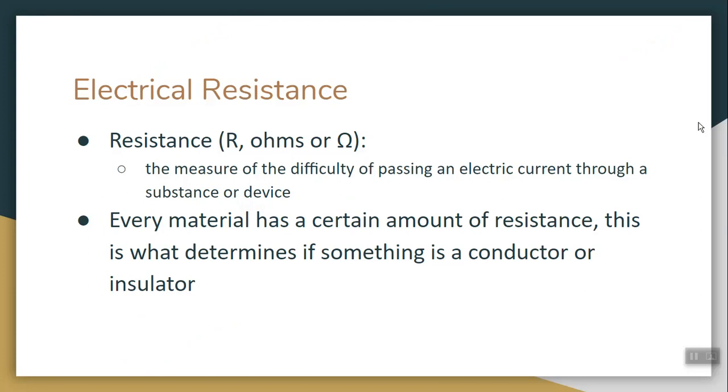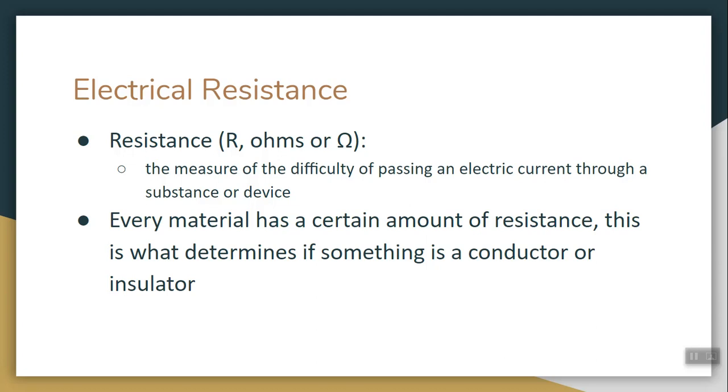So, electrical resistance. If you see it in a formula, it'll have that uppercase R. The units are ohms, again named after someone whose last name was Ohm, and you'll either see it written out as ohms or you'll see that symbol there, which is actually the Greek letter omega. So if you see something that says 3 and then omega, it's 3 ohms. And that's the measure of the difficulty of passing an electric current through a substance or a device.